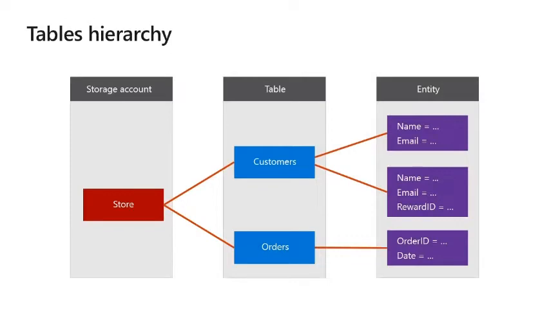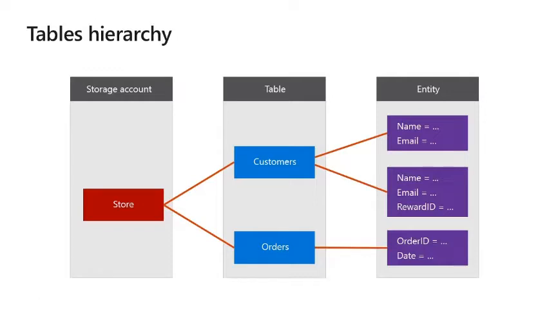Table hierarchy. You see here the table hierarchy. A table storage contains the following components: accounts, table, entity, and properties. For accounts, all access to Azure Storage is done through a storage account. So you need to have an account. Then you have a table. A table is a collection of entities. Tables don't enforce a schema on entities, which means that a single table can contain entities that have different sets of properties. So here you see you might have customers and orders.